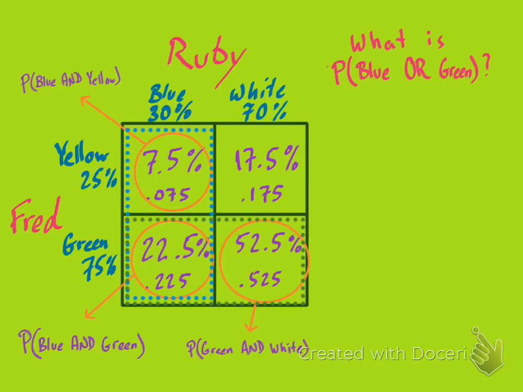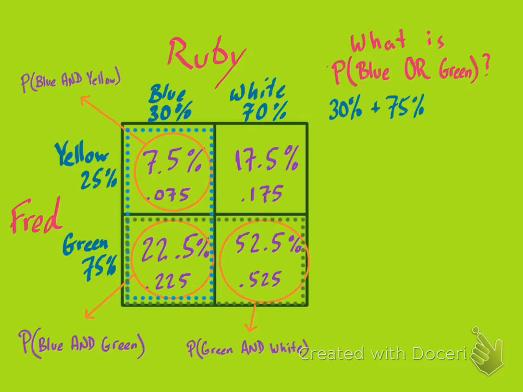All we're going to do is actually, and this may surprise you, but when you see the word or, we're going to add these probabilities together. So we're going to add 30% plus 75%. But you know what? That makes over 100%. And as we saw, probability is a number less than or equal to 100%. So this cannot be the final calculation. And it wouldn't make sense anyway.